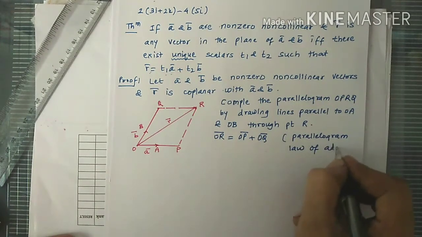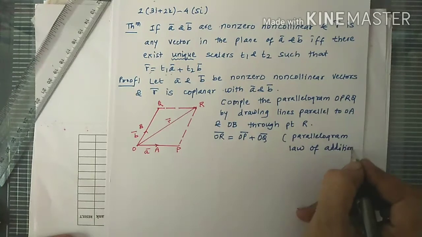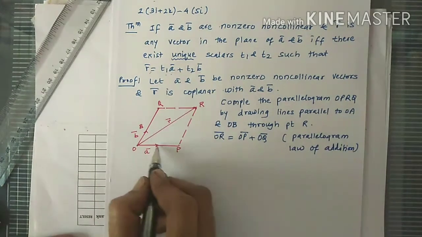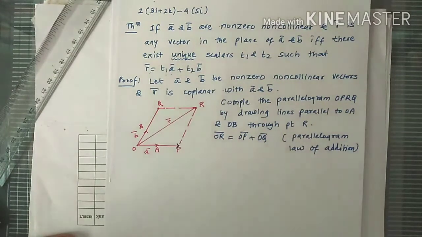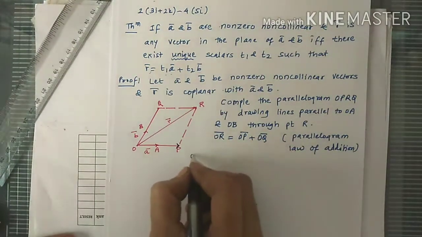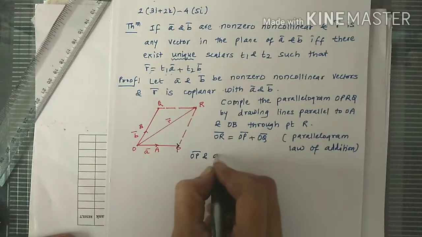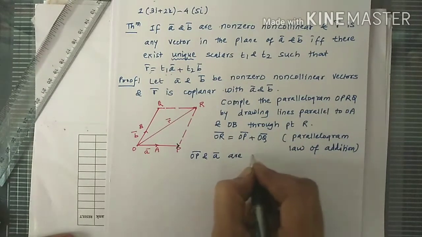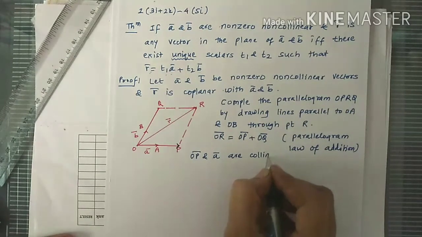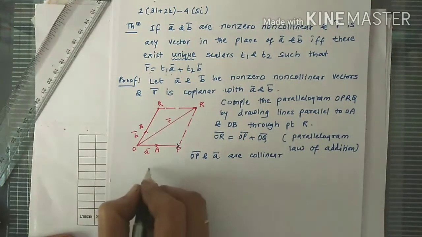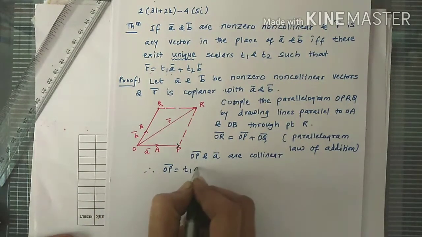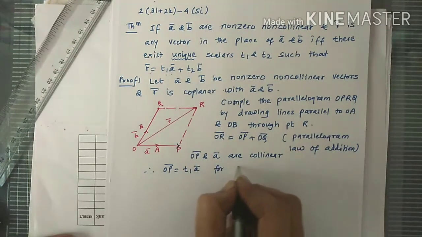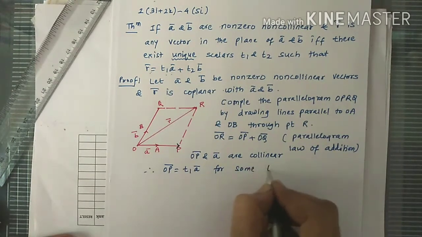Now this OP bar is along A bar. So OP bar and A bar are collinear vectors. Collinear means OP bar is a scalar multiple of A bar. So OP bar is equal to T1 A bar for some T1 belongs to R.